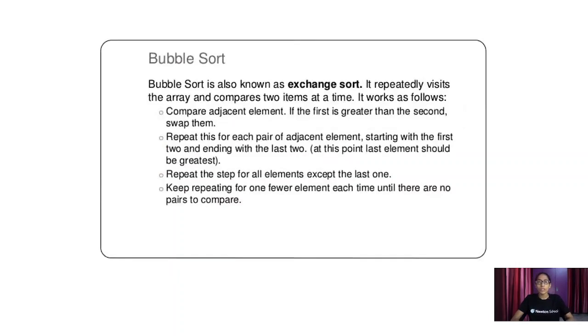And bubble sort, we know it is an exchange sort. It is also known as an exchange sort, and it repeatedly visits the array and compares two items at a time. Now, how does it work? First, it compares adjacent elements; if the first is greater than the second, it swaps them. Second, repeat this for each pair of adjacent elements, starting with the first two and ending with the last two. Third, repeat the steps for all elements except the last one. Fourth, keep repeating for one fewer element each time until there are no pairs left.